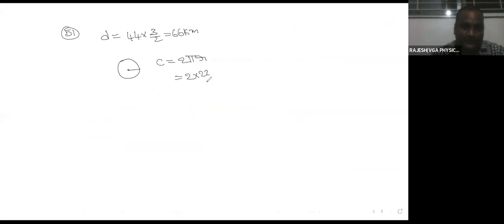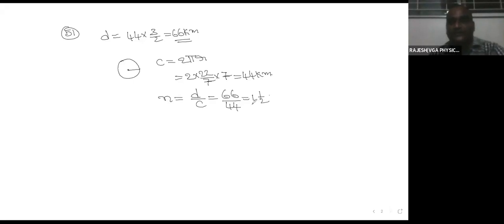So distance we got, speed into time, that is 66 kilometers. Because it is going in a circular track, I need to find the circumference of that circular track. Circumference is equal to 2 pi r. R they have given 7 kilometers, so 2 into 22 by 7 into 7. So it is 44 kilometers. That means 66 kilometers means how many rounds are finished? Number of rounds is equal to distance by circumference. So 66 by 44. That is 1.5 rounds.